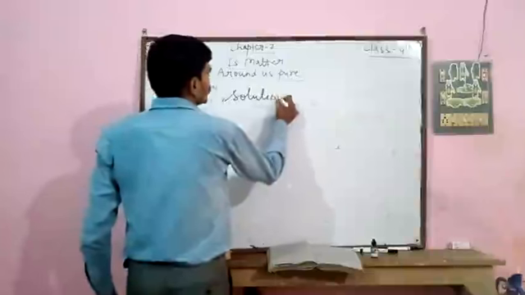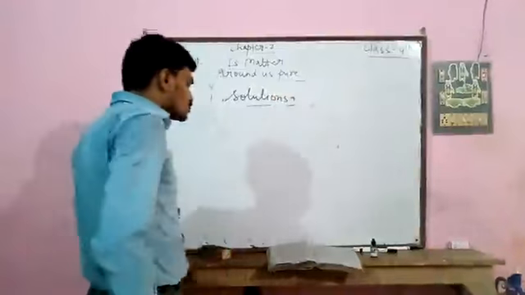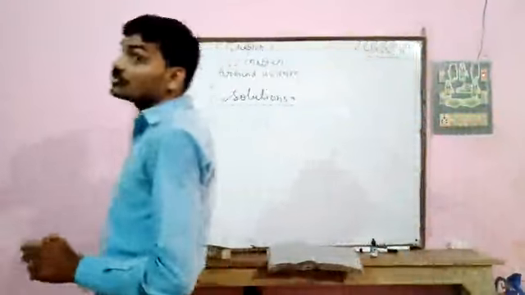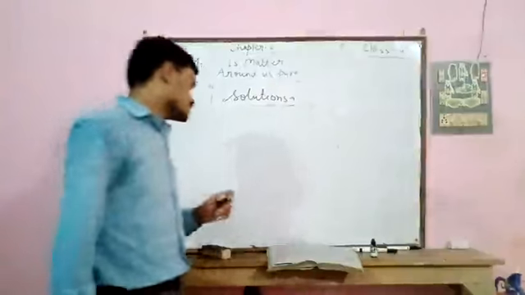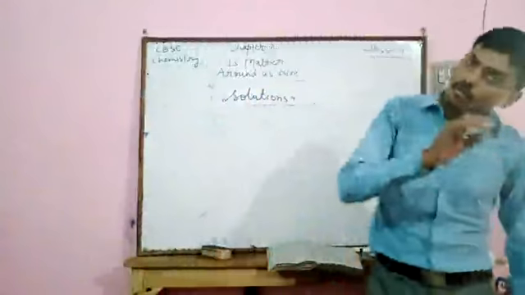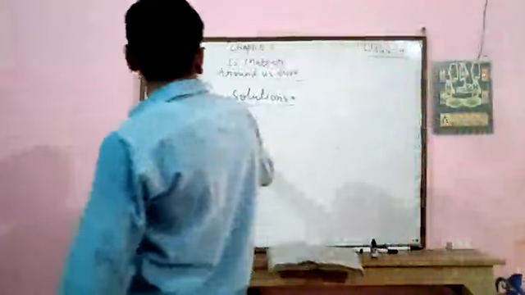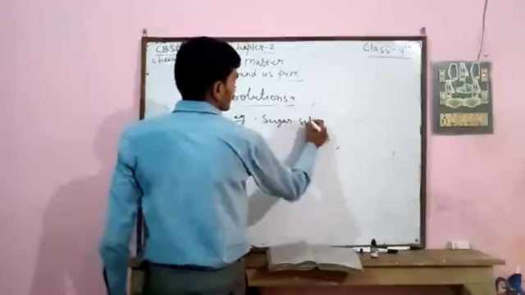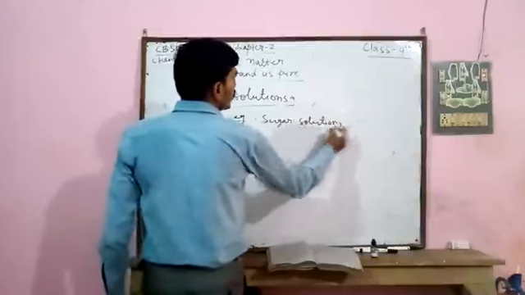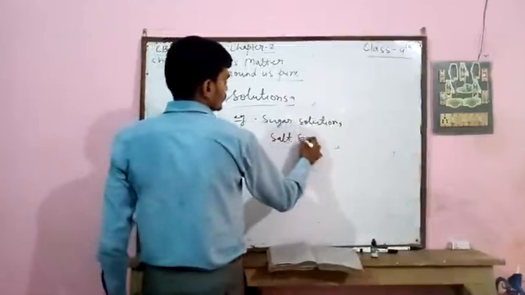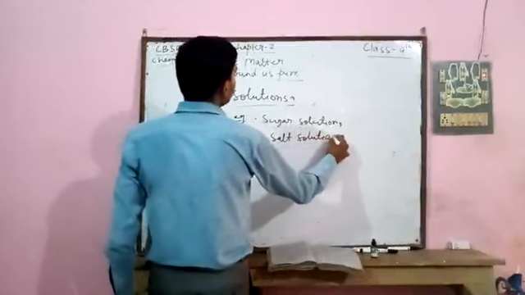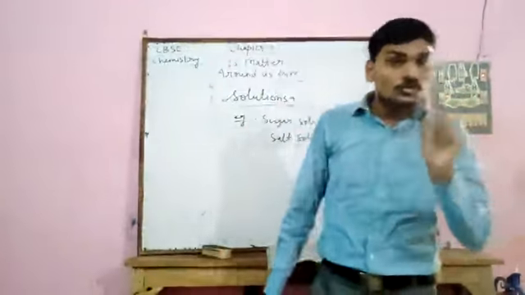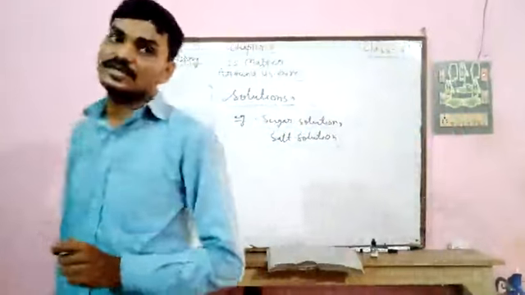What is a solution? A solution is a homogeneous mixture of two or more substances. For example, sugar solution, salt solution, these are all solutions. So a solution is a homogeneous mixture of two or more substances.